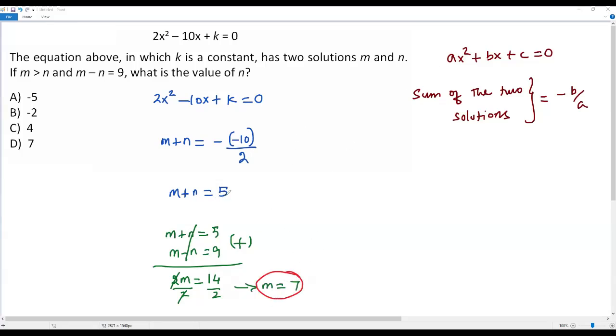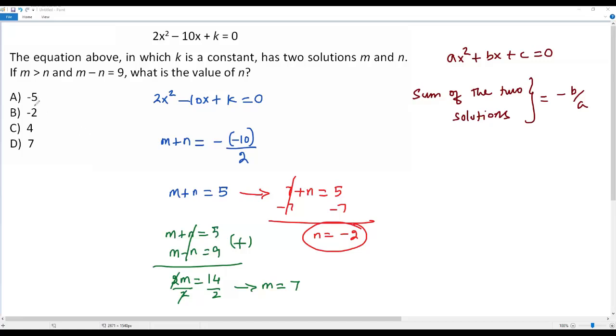Now I can plug in m = 7 either into the given equation or into the equation we got over here to get the value of n. Let me plug in m = 7 into the equation over here. Then we get 7 + n = 5. To solve for n, I subtract 7 from both sides. This positive 7 and negative 7 cancel out. n = 5 − 7, which is −2. I got the value of n. The value of n is −2. I find −2 in answer choice B. The correct answer choice for this question is B, −2.